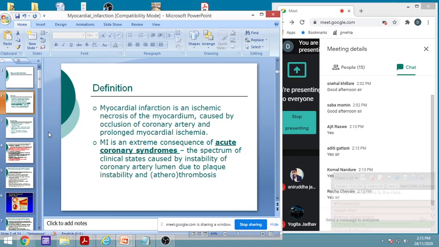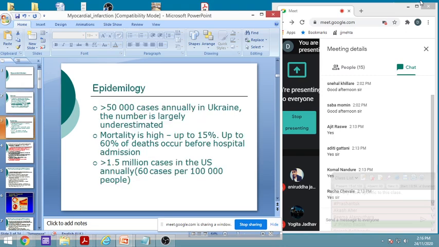So what is myocardial infarction? It is an ischemic necrosis of myocardium. It is caused by occlusion of a coronary artery and prolonged myocardial ischemia. It is an extreme consequence of acute coronary syndrome, as I told you, and the spectrum of clinical states are caused by instability of the coronary artery lumen, because a plaque is there, and the plaque can break, so it is not a stable plaque, and then this results in thrombosis and everything that causes occlusion of the artery.